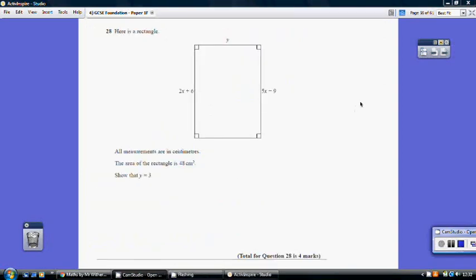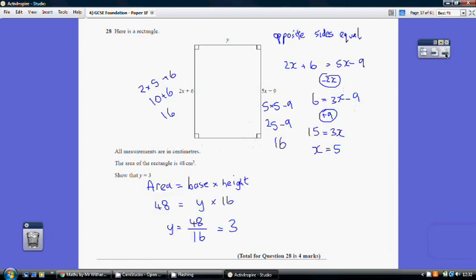Question 28. So we need to show that y, the base of this rectangle, is 3. So first things first, let's work out the height of the rectangle. Now because it's a rectangle, this length here must equal this length here. So 2x plus 6 must equal 5x minus 9. They equal each other, so we can solve that equation to work out what x is.